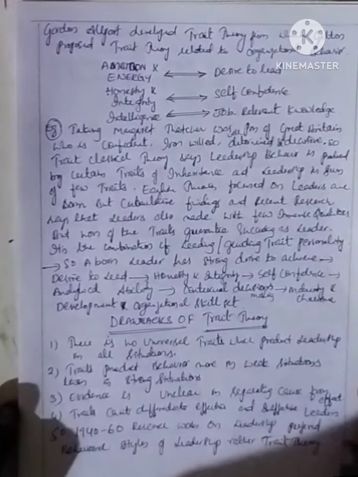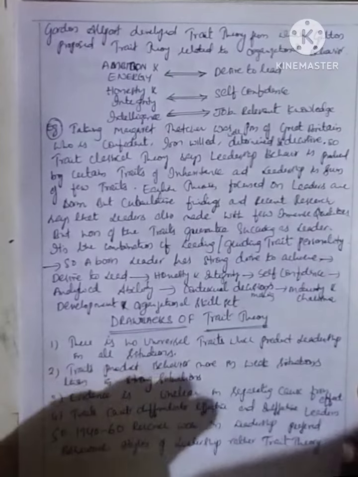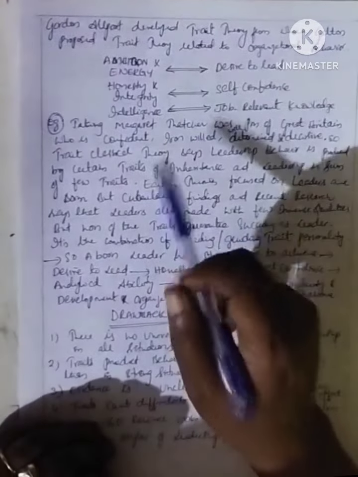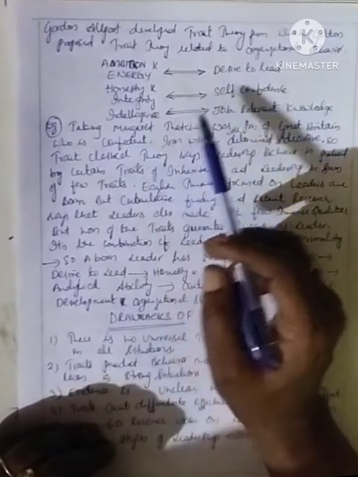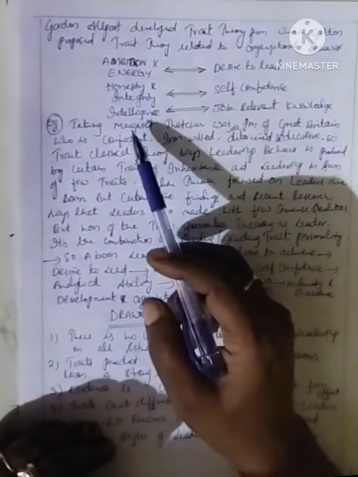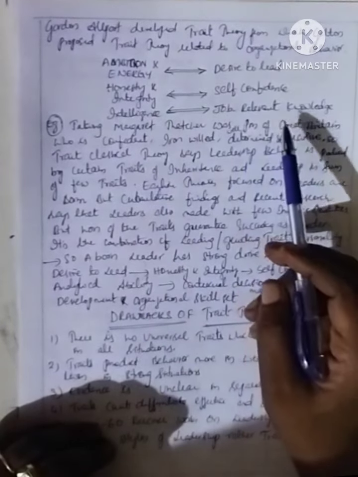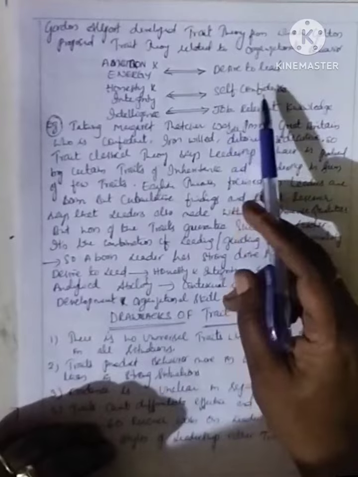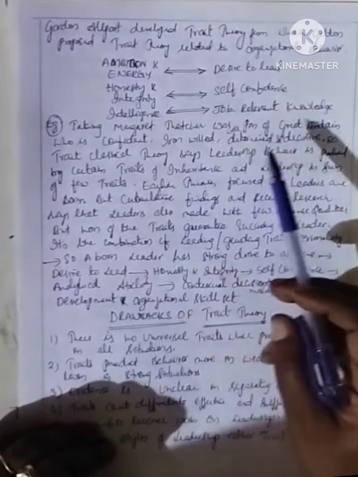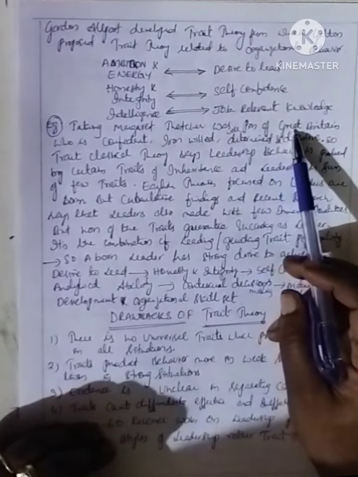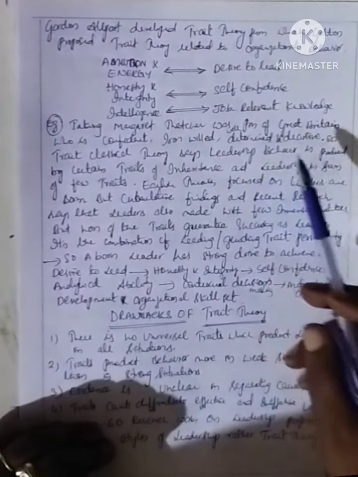Gordon Allport developed trait theory, from which Galton proposed trait theory related to organizational behavior. Here, ambition and energy lead to the desire to lead. Honesty and integrity lead to self-confidence. Intelligence leads to job-relevant knowledge. All these factors are interrelated. Example, Margaret Thatcher, PM of Great Britain, who was confident, iron-willed, well-determined, and decisive.